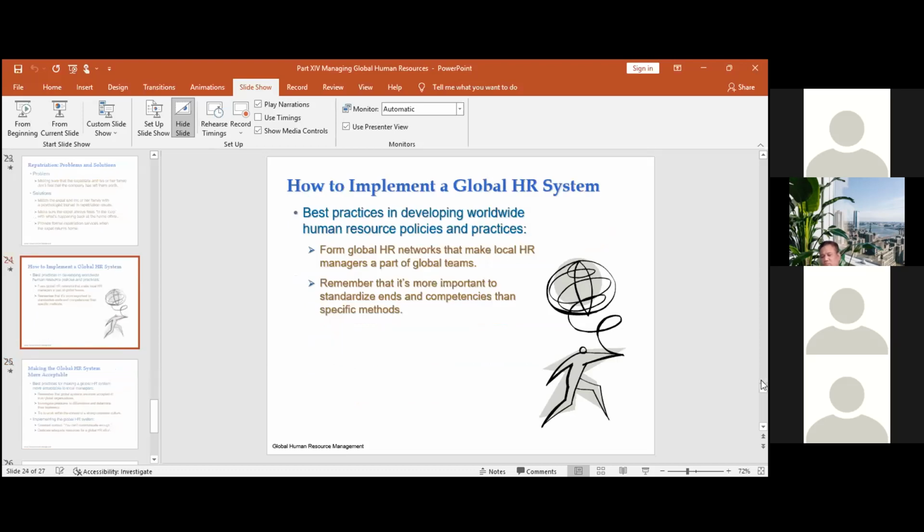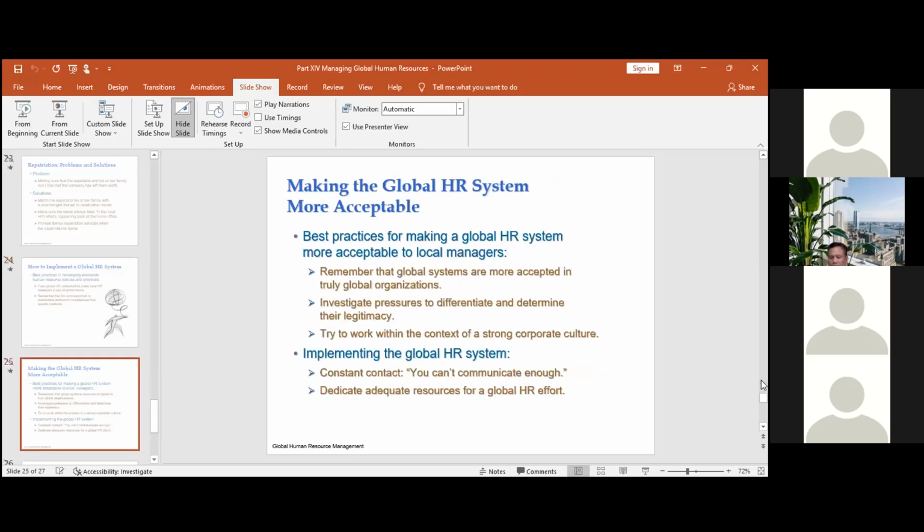So how do we implement a global HR system? So the best practices in developing worldwide human resource policies and practices: we form global HR networks and make local HR managers a part of global teams. And remember that it's more important to standardize ends and competencies than specific methods. How do we make the global HR system more acceptable? So there are best practices like, remember that global systems are more accepted in truly global organizations. So we investigate pressures to differentiate and determine their legitimacy, and we try to work within the context of a strong corporate culture. So in implementing the global HR system, we should have constant contact, bagay yung communication, and then we dedicate adequate resources for a global HR effort.